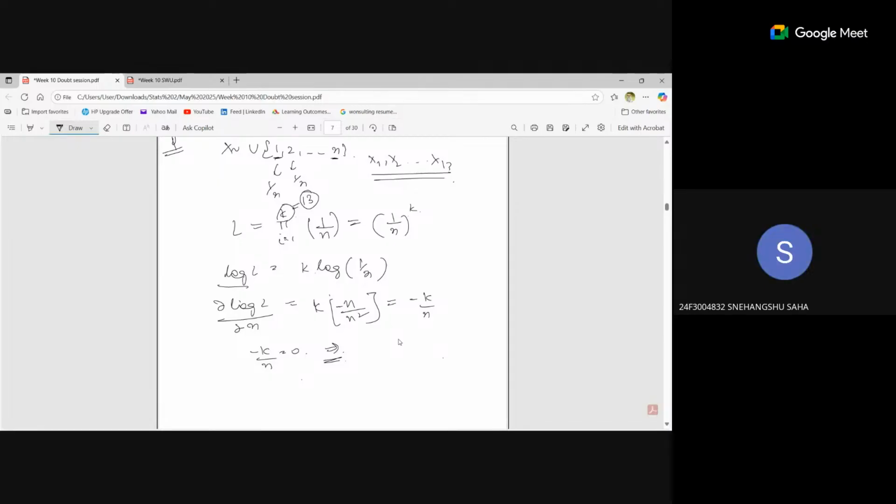Now somewhere here I stopped. Both without the log function or with the log function, both have stopped here. Now what do we do? From here only we can say that I'm not getting the parameter. I'm not able to estimate the value of n, right?